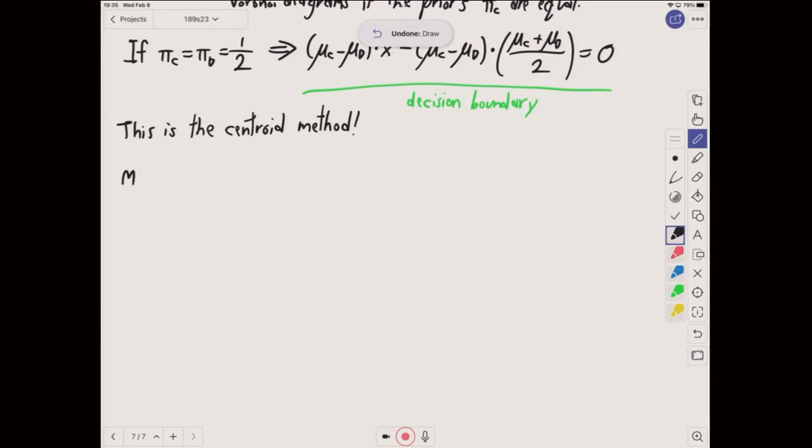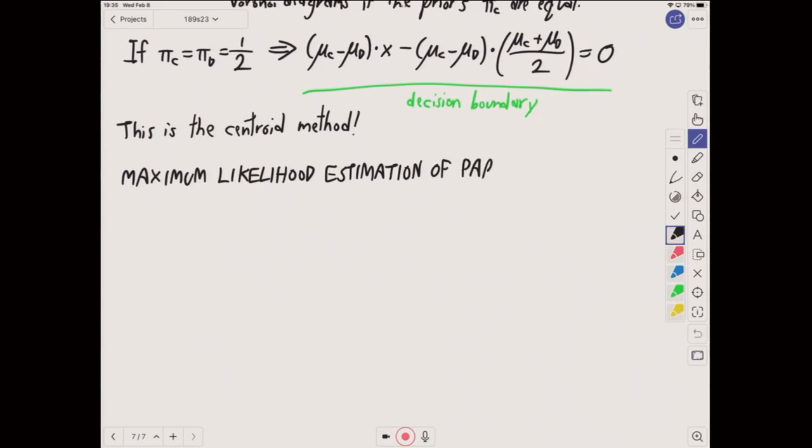The next thing I want to talk about now is how do we estimate the parameters of the Gaussian distribution, and how do we estimate the prior probability for each class. So the rest of this lecture is the first part of the QDA algorithm.